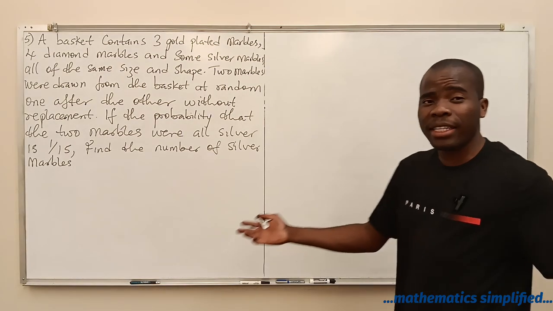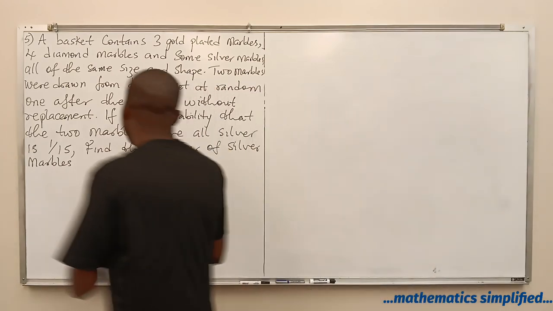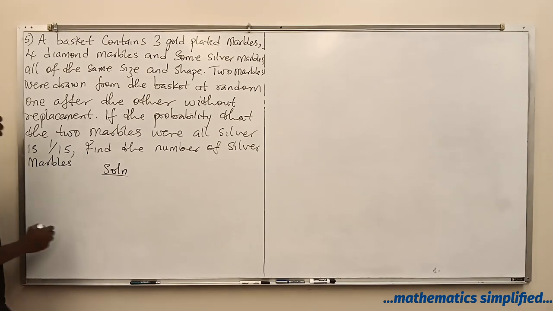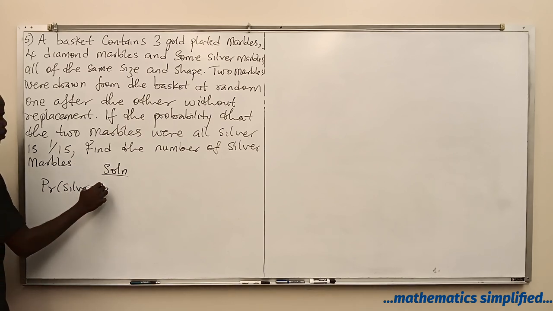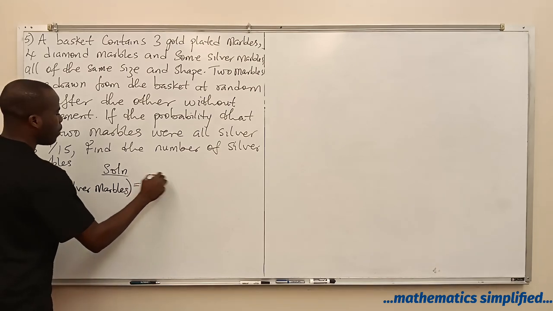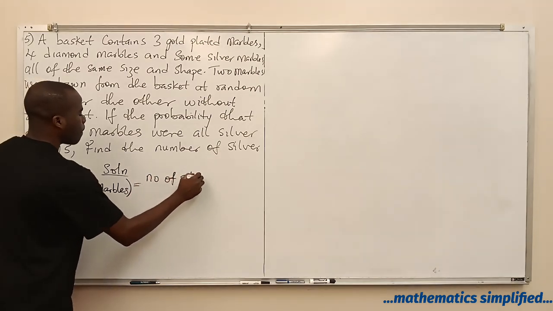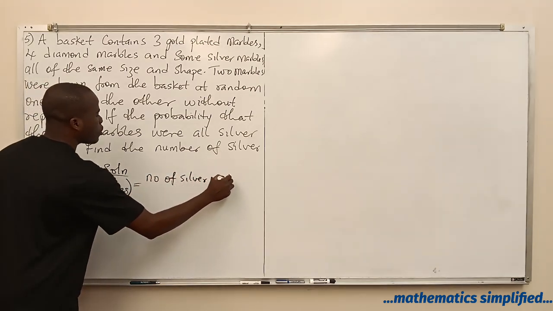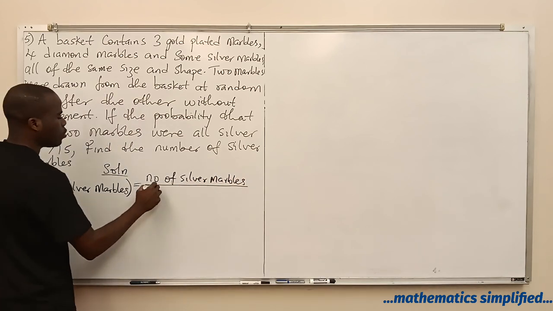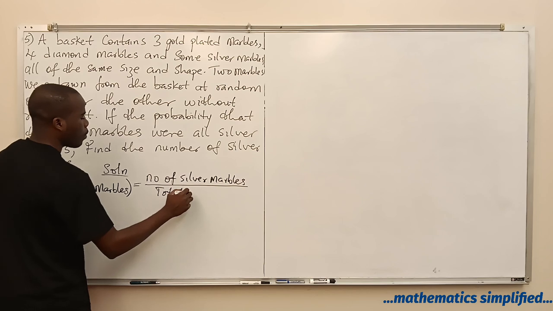I mean, probability is an interesting topic. So, solution. Remember that the probability of silver marbles will be number of silver marbles over total outcome.